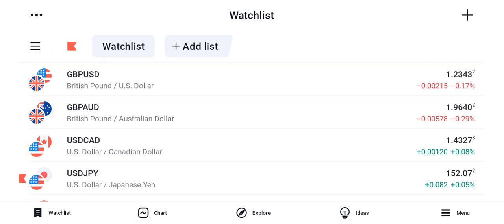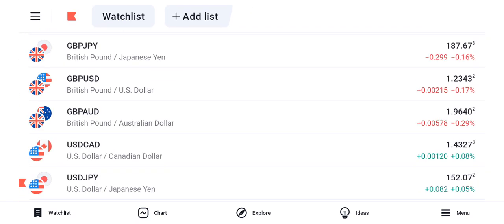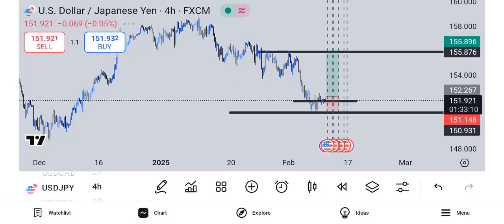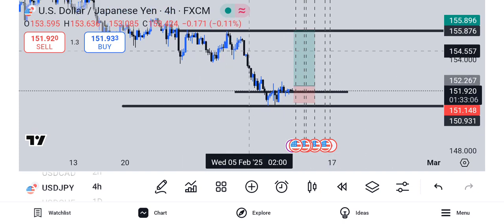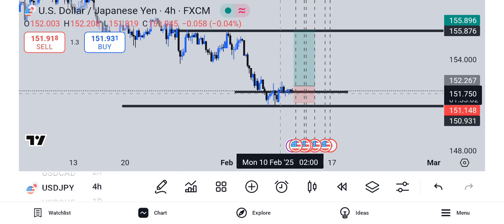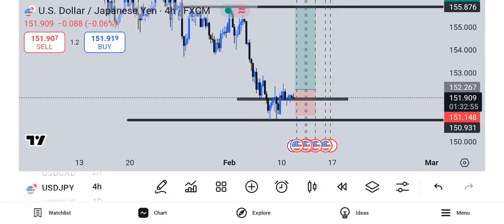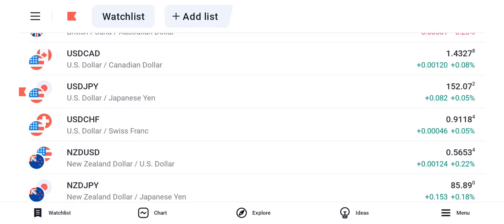I think I also have a trade running on USD JPY, if I'm not mistaken. Yes. We can see this market has come to the downside, and then we had this level. This level has been taken out, so I picked a buy. I'm hoping for the best. So that's just that.